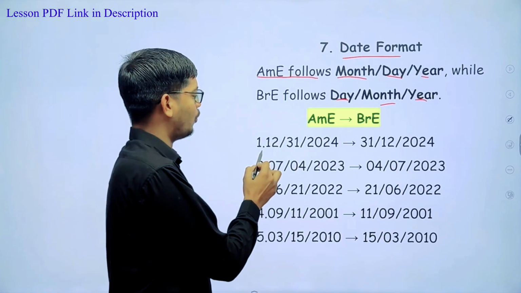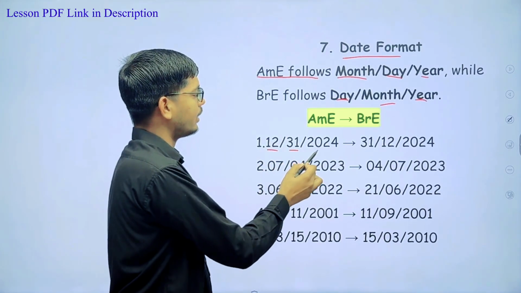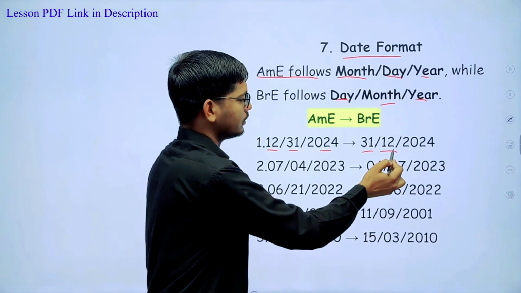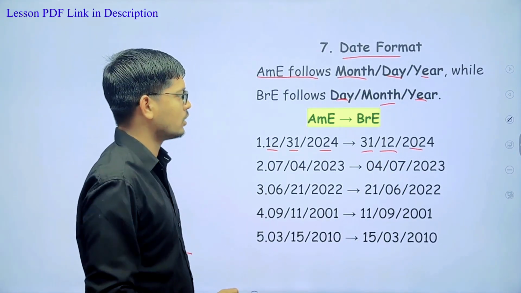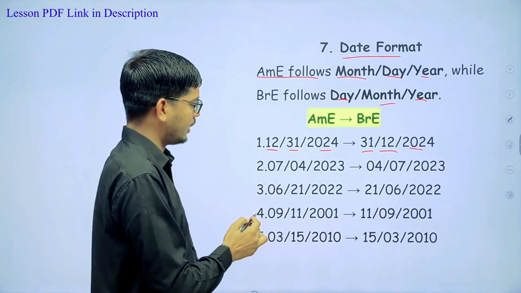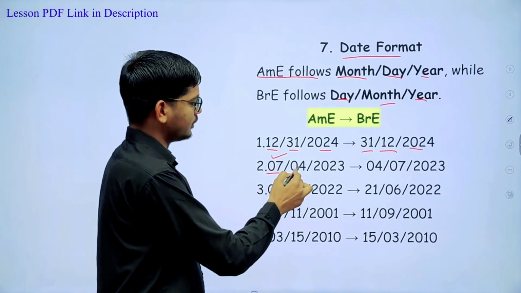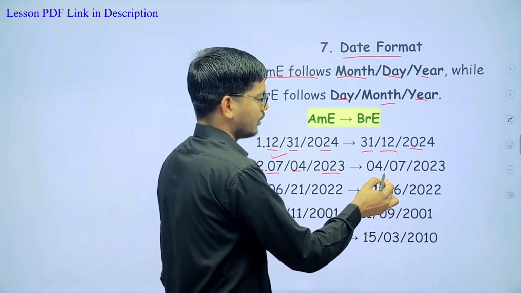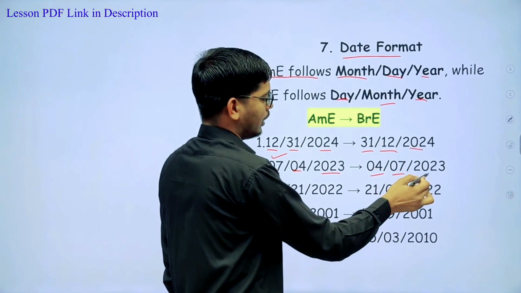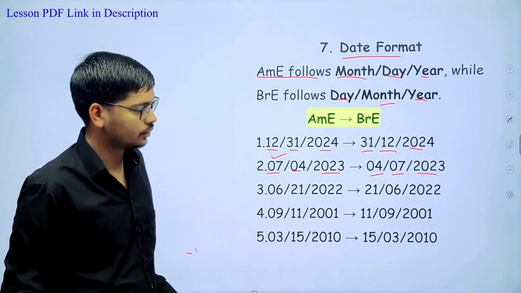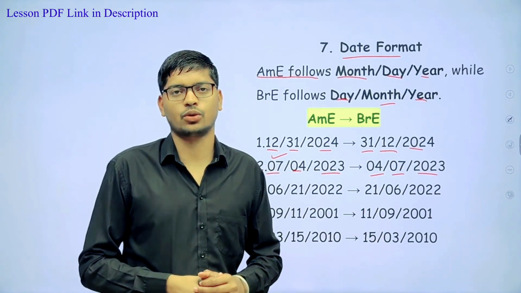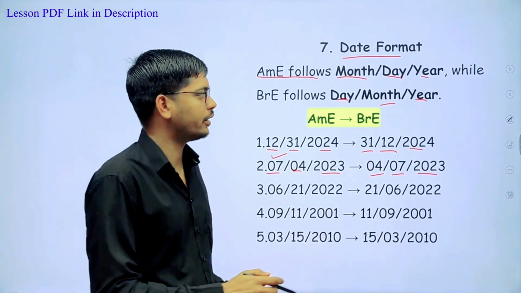Here, American: month, day, year. Here, British: day, month, year. Okay, so guys, you understand? Here month, day, year, but here day, month, year. Okay, so you understand, this is a very easy concept. So let's see our next difference.